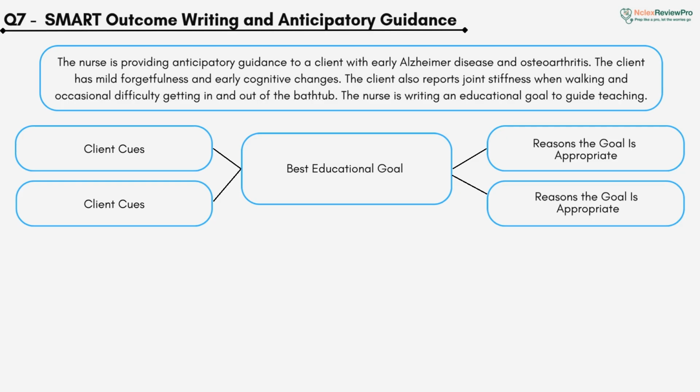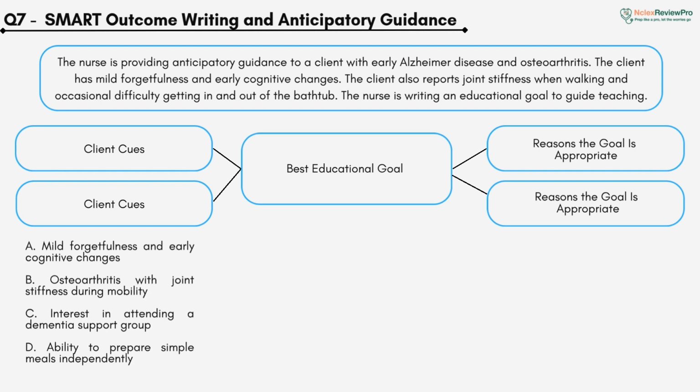First, 2 client cues that support the priority teaching need. Second, 1 best educational goal. And third, 2 reasons the goal is appropriate. For client cues, the options are: Option A, mild forgetfulness and early cognitive changes. Option B, osteoarthritis with joint stiffness during mobility.